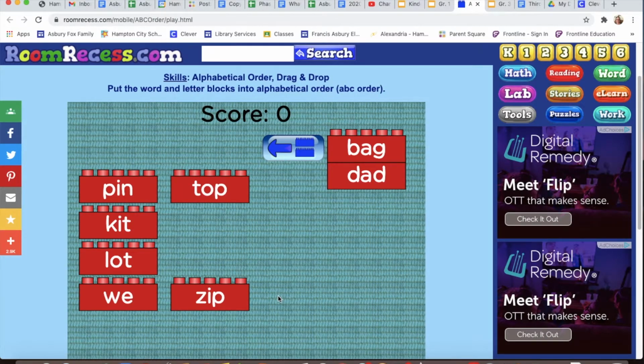A, B, C, D, E, F, G, H. Do I have any words that start with an H? Nope. Let's keep going. A, B, C, D, E, F, G, H, I. I'm looking. I don't see any that start with I. What comes after I? J. Good job. Do you see any words that start with the letter J? Nope. So let's say our ABCs again.